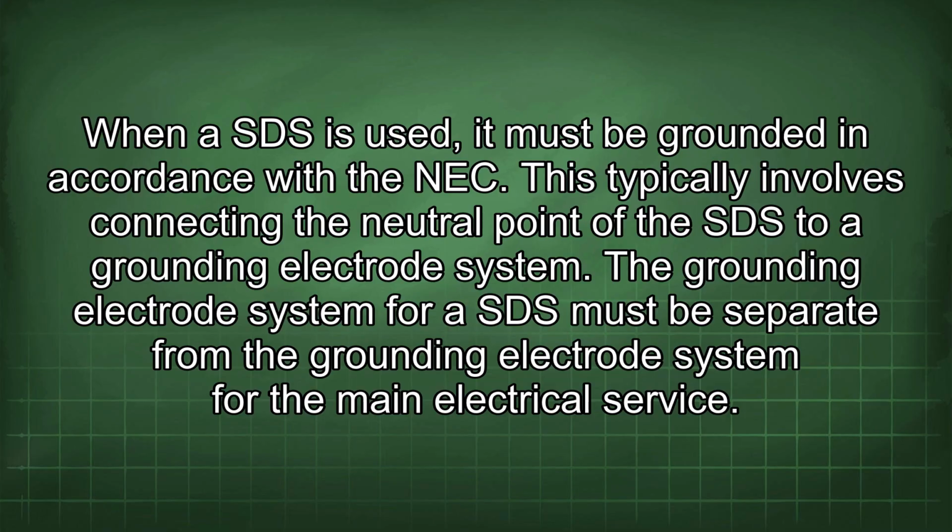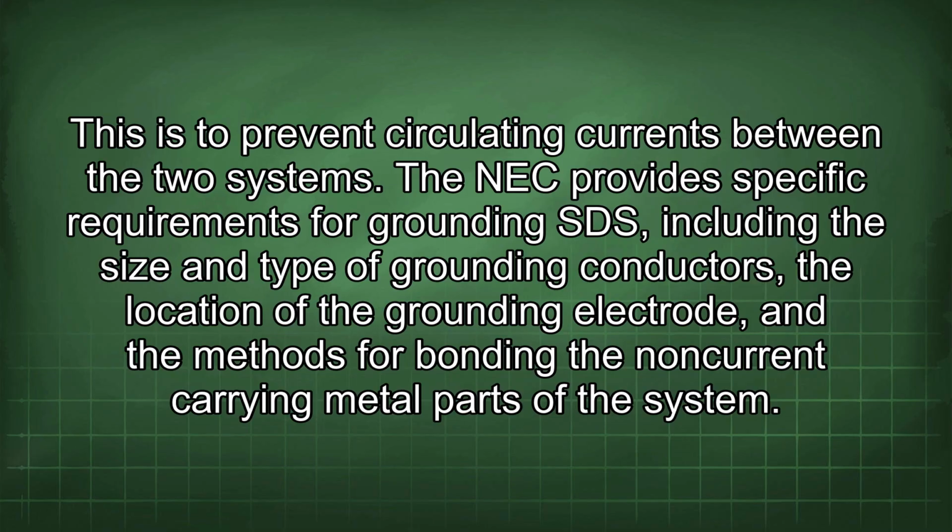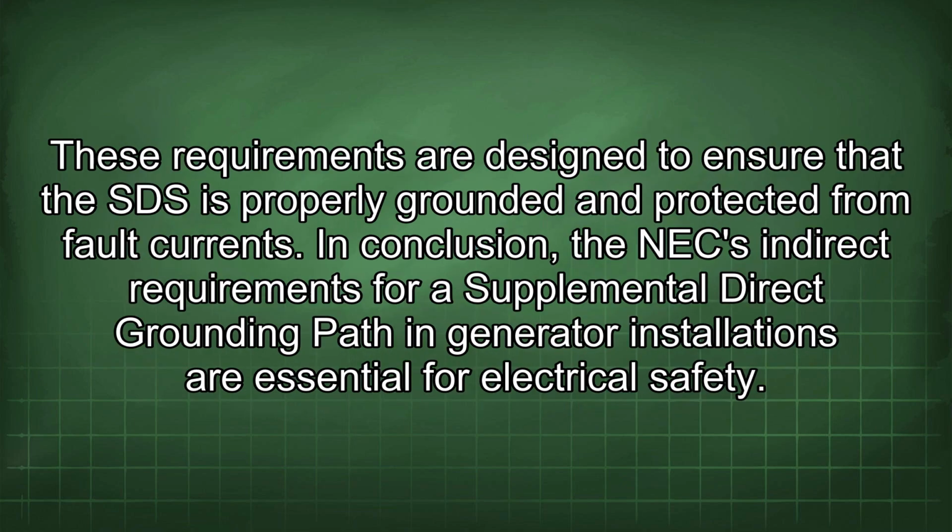The grounding electrode system for an SDS must be separate from the grounding electrode system for the main electrical service. This is to prevent circulating currents between the two systems. The NEC provides specific requirements for grounding an SDS, including the size and type of grounding conductors, the location of the grounding electrode, and the methods for bonding the non-current carrying metal parts of the system. These requirements are designed to ensure that the SDS is properly grounded and protected from fault currents.